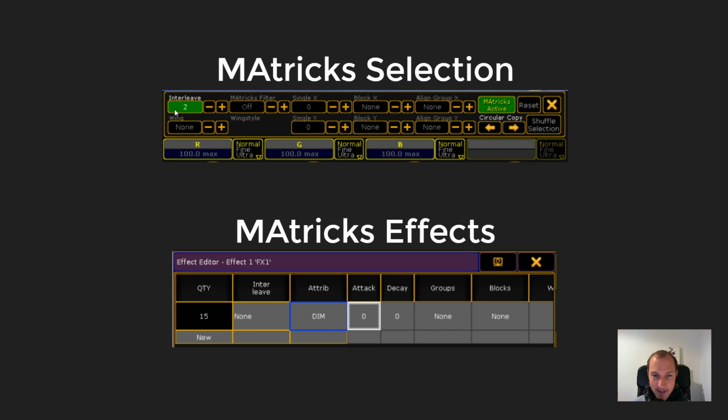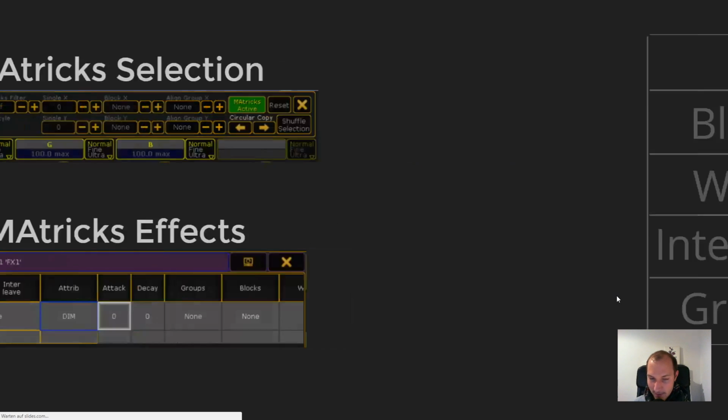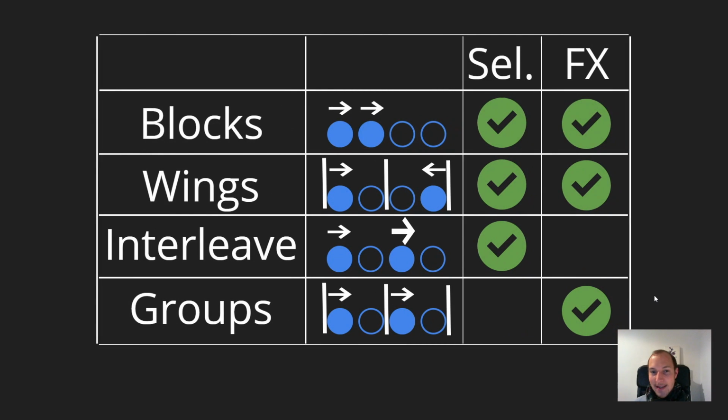So what we can see here is Interleave, blocks, and wings. And over here, if we take a look at the effects editor, we can see groups, blocks, and wings. Oh, this screenshot isn't very good. So you might have noticed that with a fixture selection, you get to pick an interleave, but with effects, you don't have that option. Instead, what you get is groups.